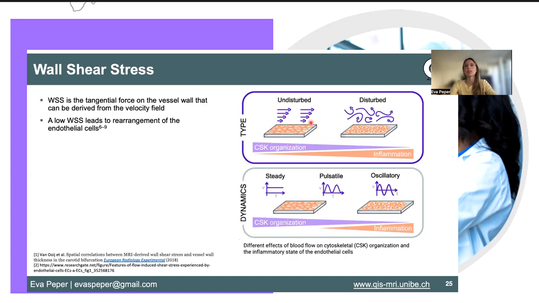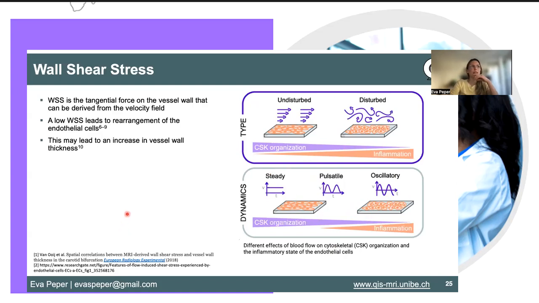Typically, a high wall shear stress is perceived as something good. The vessels like having an undisturbed, steady flow. But once the velocity and the flow are somewhat disturbed, the endothelial cells start to rearrange and are not in line anymore, which can be the start of any type of inflammation. It is also the case if there is some oscillatory behavior of this motion, which is just not good for the endothelial cells.